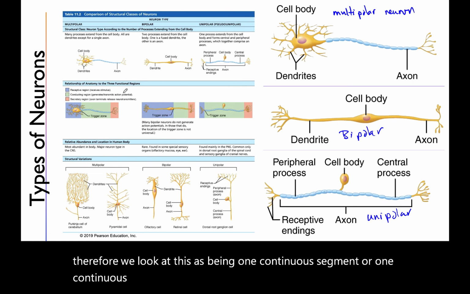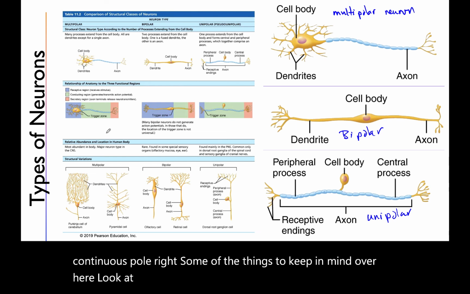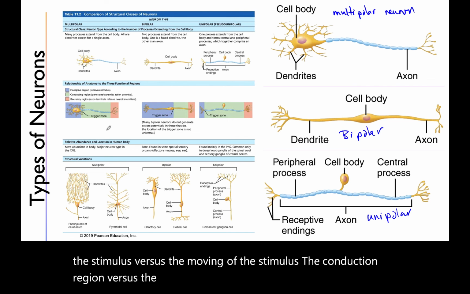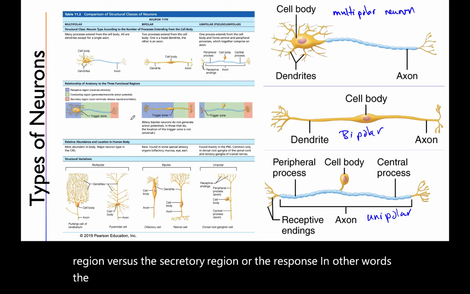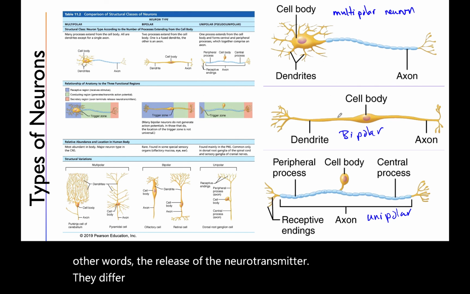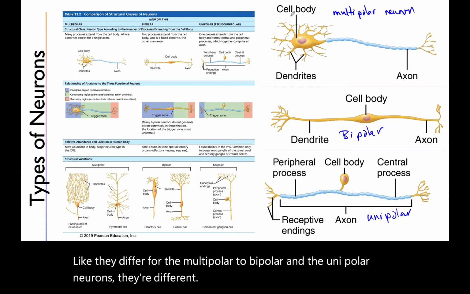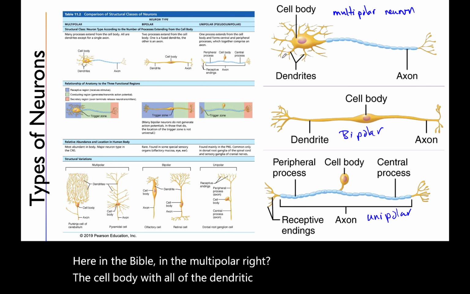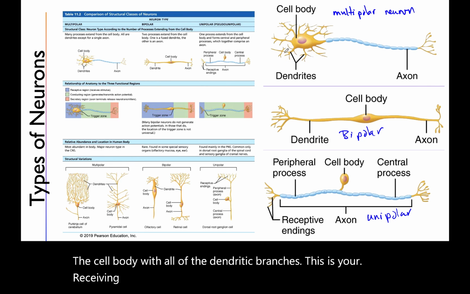All right. Some of the things to keep in mind over here, look at the receptive end or the stimulus, the receiving of the stimulus versus the moving of the stimulus, the conduction region, versus the secretory region or the response. In other words, the release of the neurotransmitter. They differ for the multipolar, the bipolar, and the unipolar neurons. Here in the multipolar, the cell body with all of the dendritic branches, this is your receiving end. This is what's receiving the stimulus.